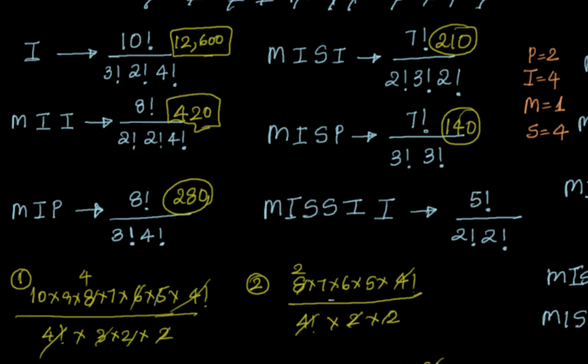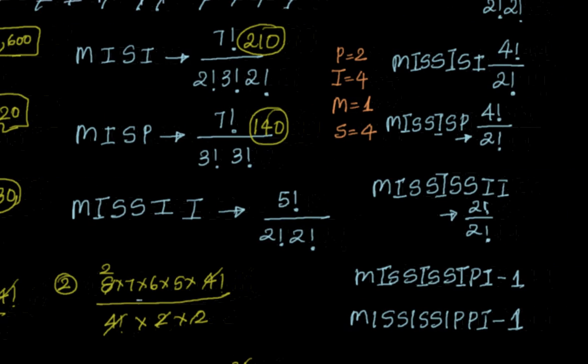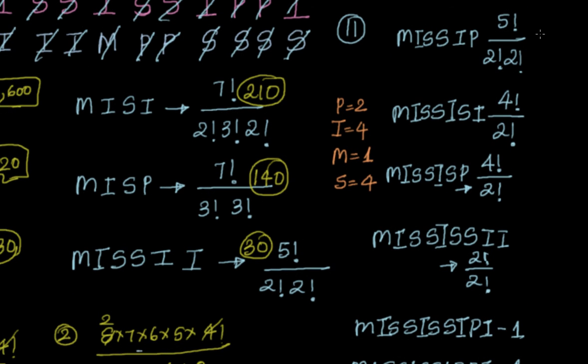Now after this, these are simple. We can directly do that. We don't need any calculations. Factorial 5 by factorial 2 into factorial 2. Factorial 5 is 120. 120 by 4 is 30. There we go. And the next one is factorial 5 by again factorial 2 into factorial 2. That is again 30.